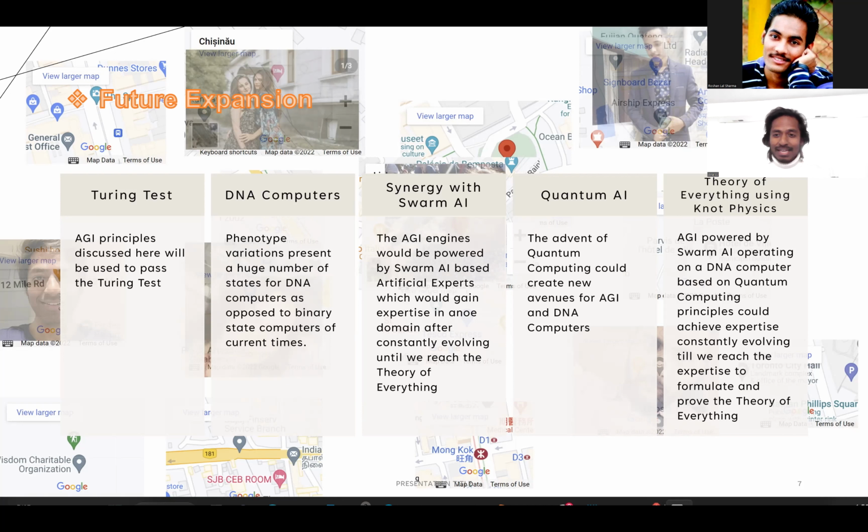But both of them can act in tandem, quantum computers and DNA computers. Quantum computers are something new. DNA computers have been there for a long time in theory, and we are just trying to implement it.